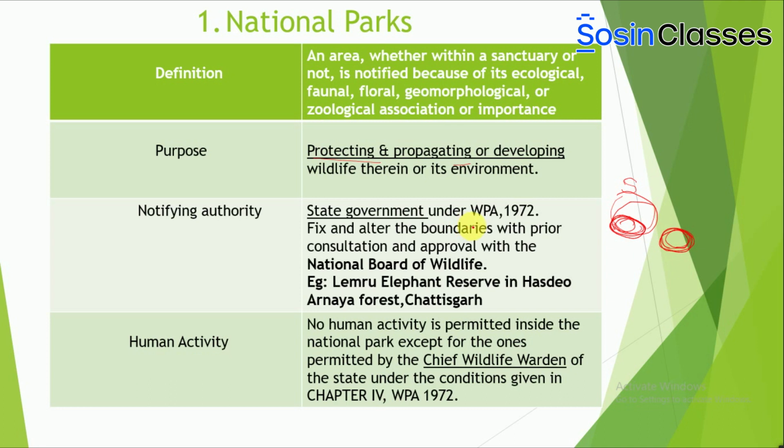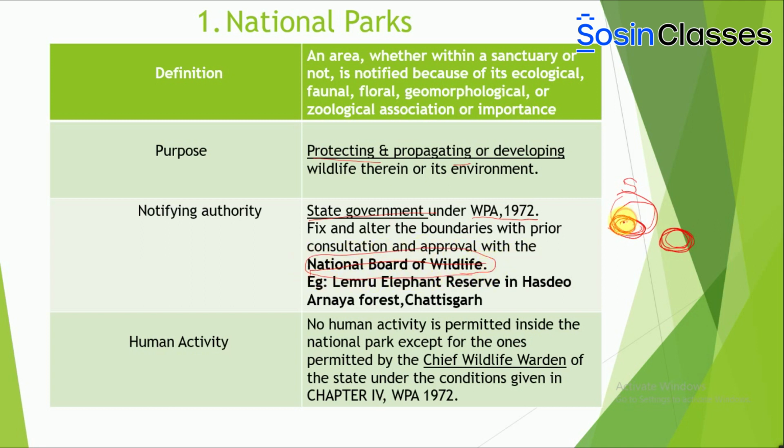Who declares what a national park is? Which area will be declared as a national park and who will decide it? It is the state government. The state government draws its powers from the Wildlife Protection Act 1972 to either fix or alter the boundaries of a national park. And the state government, prior to declaring the boundaries of a national park, should consult and take the approval of the National Board of Wildlife.